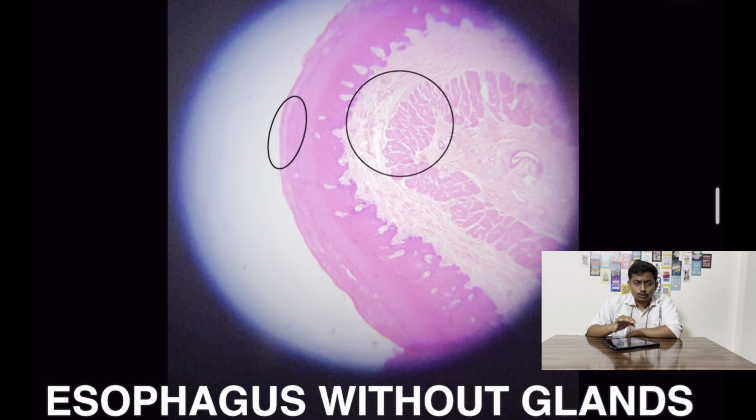The third point to note here is that there is no gland in the submucosal layer in this slide, whereas some of the tissue might show submucosal gland. The fourth point is that in the muscularis layer you can find two types of layer. There is a longitudinal layer and there is a circular layer. So both layers are present in the muscularis. And the last but not the least is the adventitia or the serosa layer.